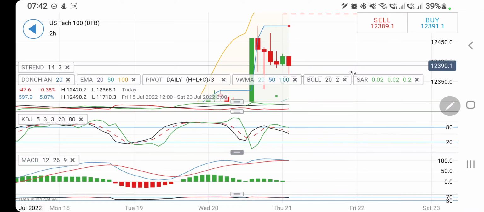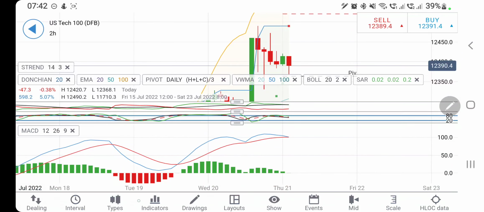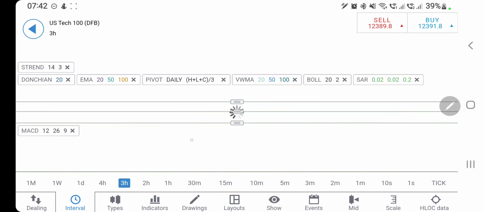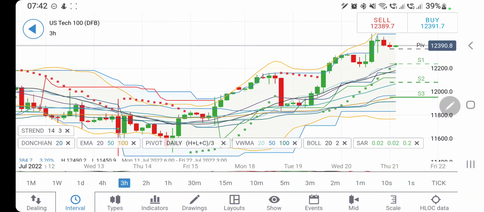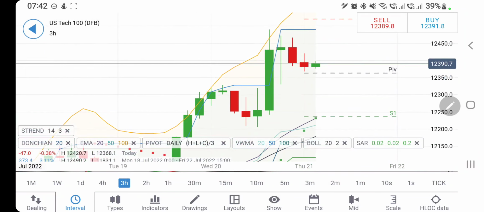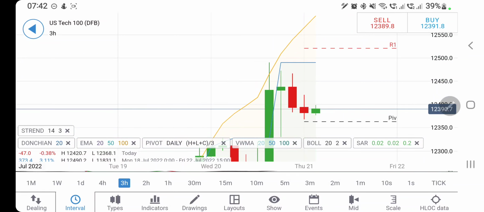Directional movement is bullish. Stochastic looking downwards. MACD on the verge of a crossover. RSI overbought. And if you look at the 3-hour chart, the observation is similar, but look at the last two candles.